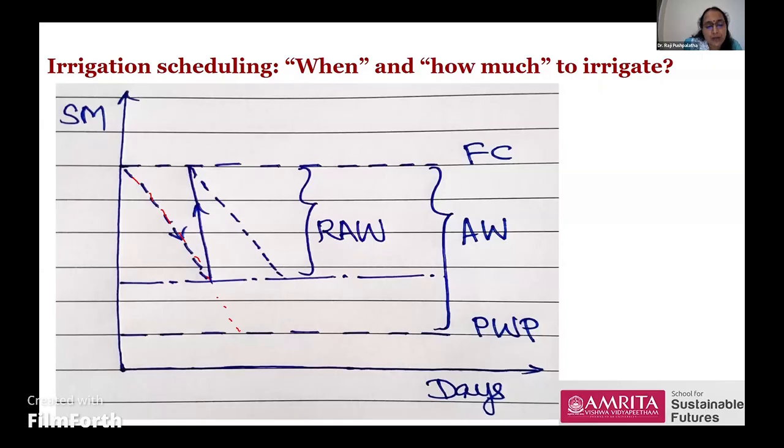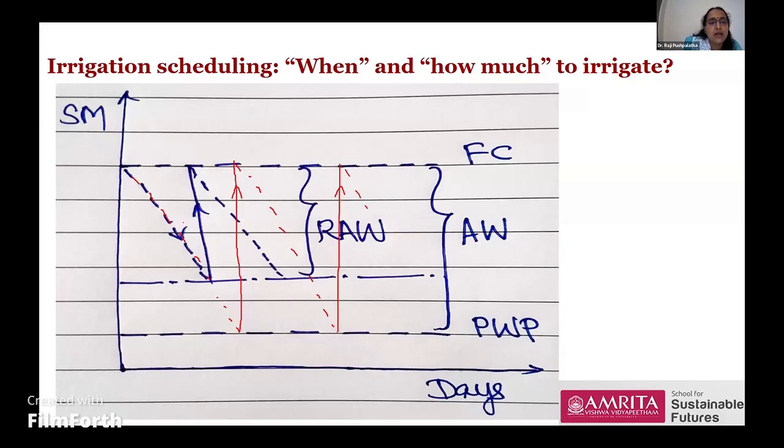Once it reaches permanent wilting point, we need to irrigate. Again, we are refilling back to field capacity. So again, as time passes, the soil moisture falls, again reaches the lowest threshold, that is permanent wilting point. We need to again irrigate and fill it back to field capacity. So this continues through the entire cropping season.